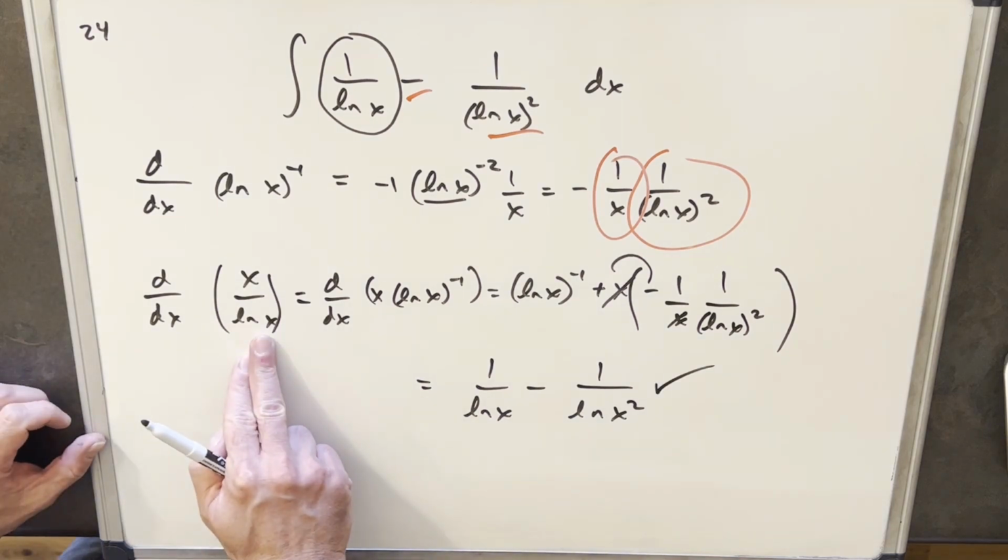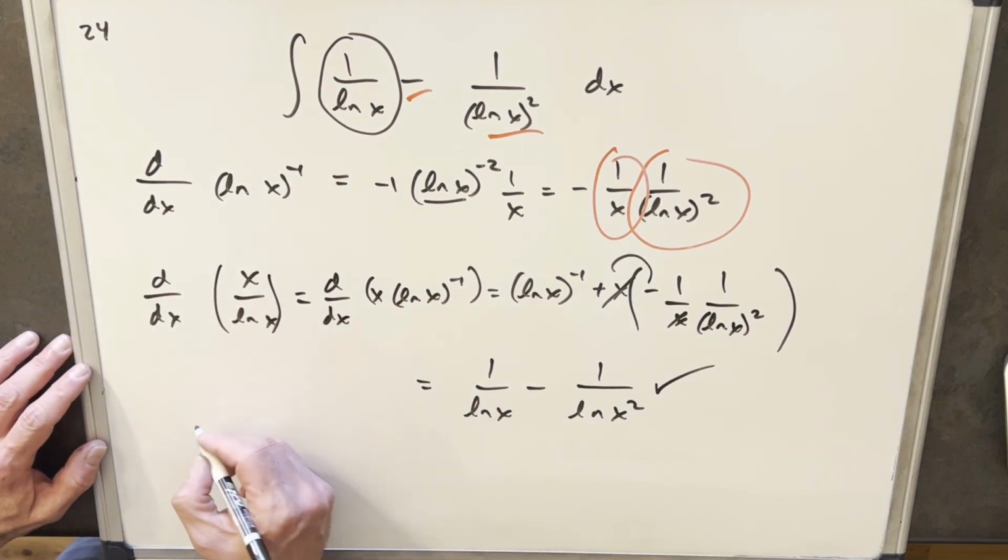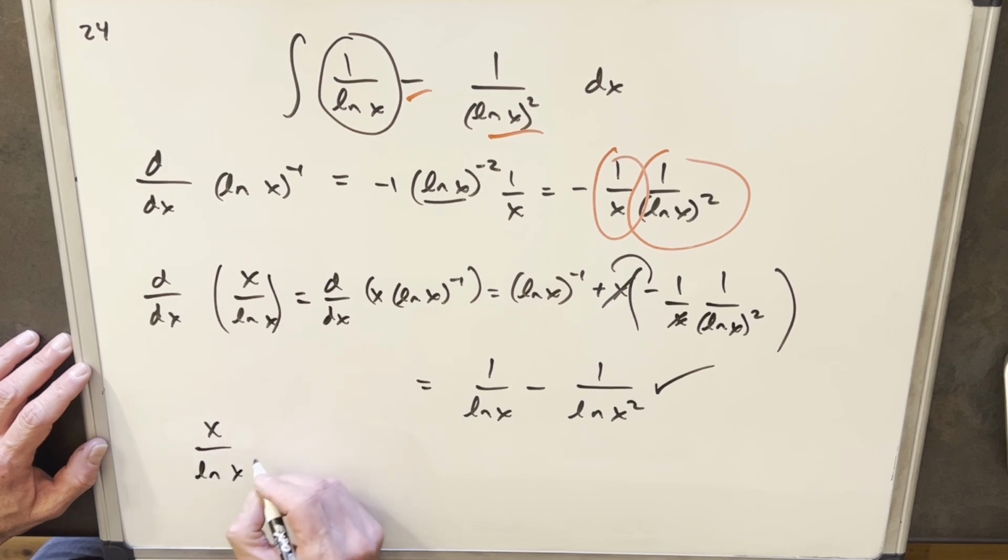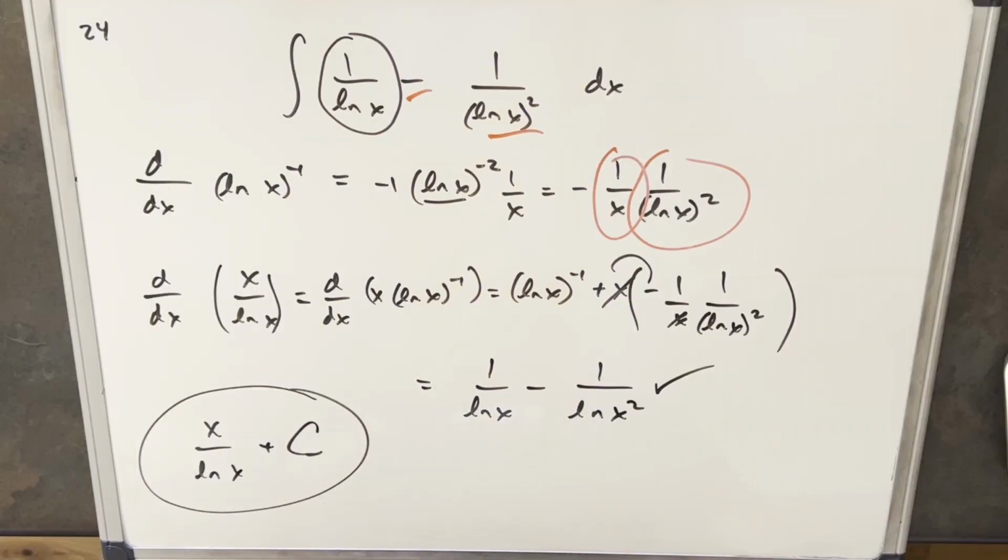So if differentiating this gives us our integral, then our solution is just going to be x over ln x plus c. Like I said at the beginning, you could use integration by parts on this, and it'll work out the same. Either way, I think they're both good methods.